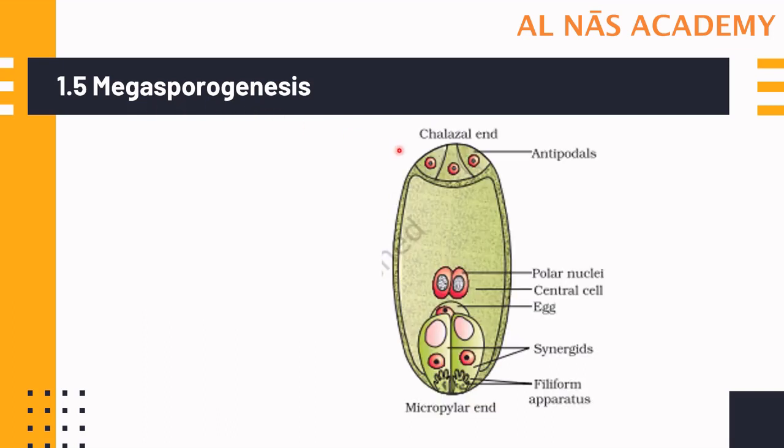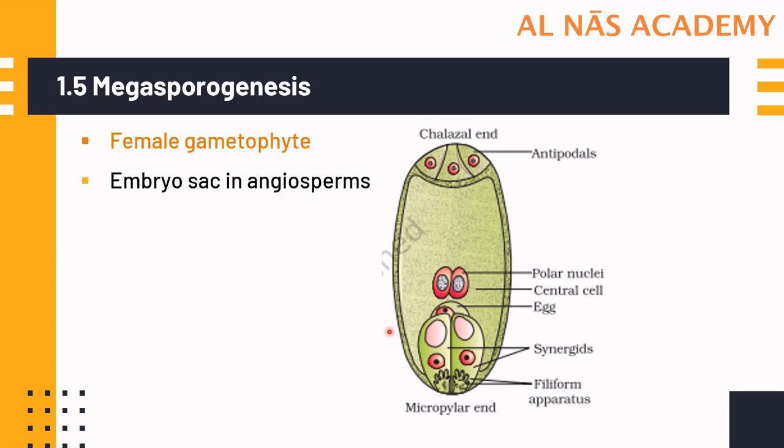Megasporogenesis is the process of formation of haploid megaspores from the diploid megaspore mother cell. The megaspore mother cell becomes distinguished in the nucellus more or less towards the micropyle end of the ovule. This structure is the embryo sac. This structure produces the female gamete. Hence, the embryo sac is also known as the female gametophyte. The embryo sac of this type, formed in angiosperms, is 8 nucleated and 7 celled.